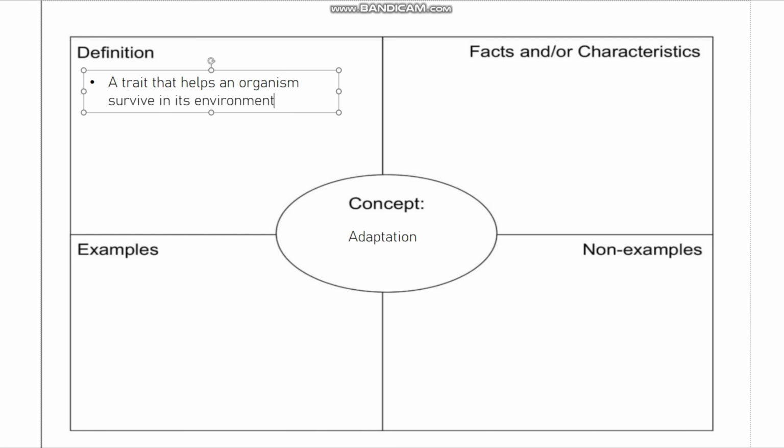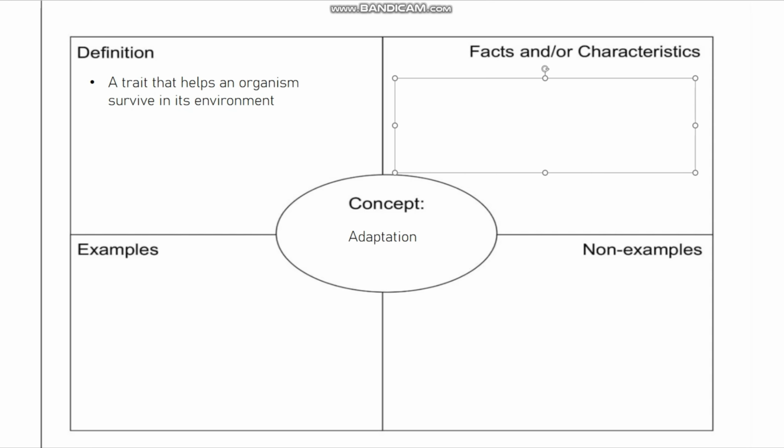All right, so we have completed the definition. So we're going to move on to the facts and characteristics. What is one fact? They are inherited traits. Great, so yes, they are inherited traits. What's another one? They increase survival or reproduction. Yep, so they increase survival or reproduction.